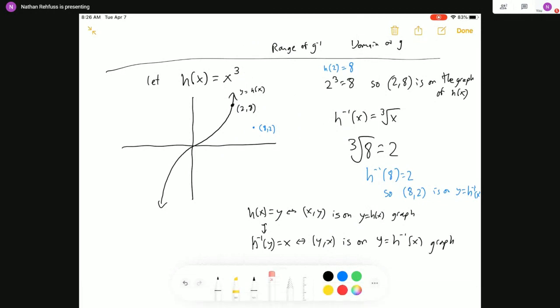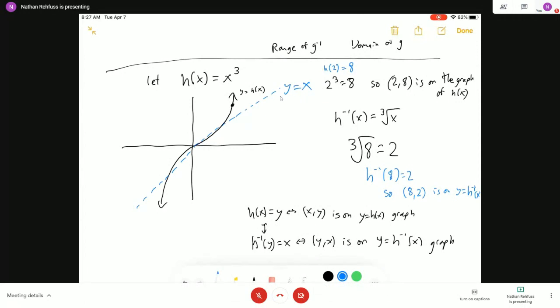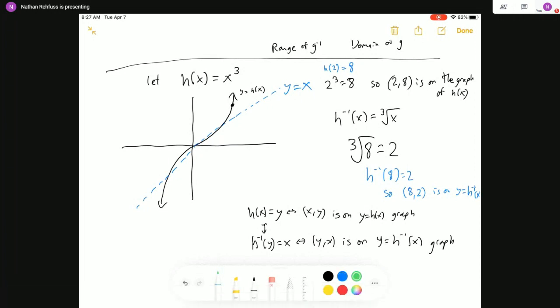If I want the x and y coordinates to change places, well then what that means is, take a look at this. Here's the line y equals x. If I reflect over this line, I'm changing every x coordinate into a y coordinate and every y coordinate into an x coordinate. So this is going to be the graph of h inverse. Actually, we know what this graph looks like. It's the cube root. So we can check our toolkit functions page and see it looks like this.